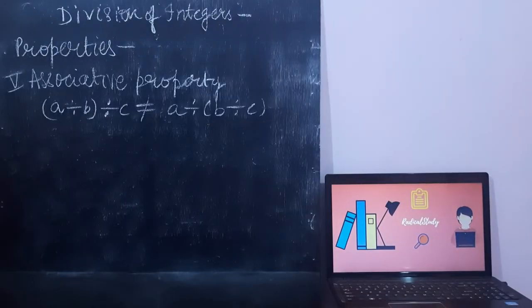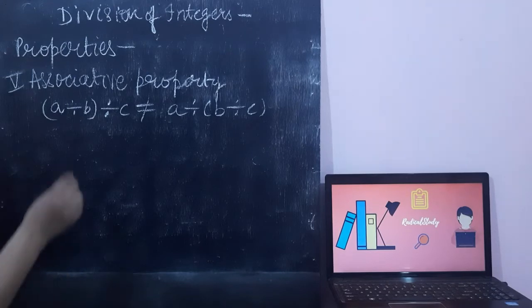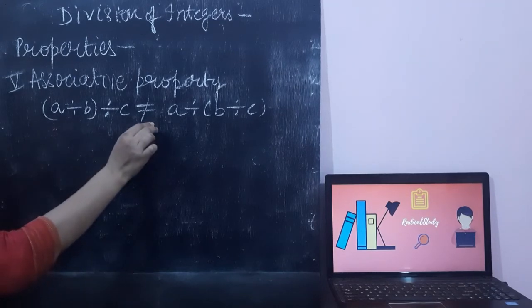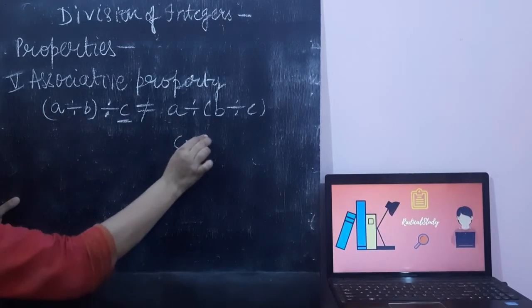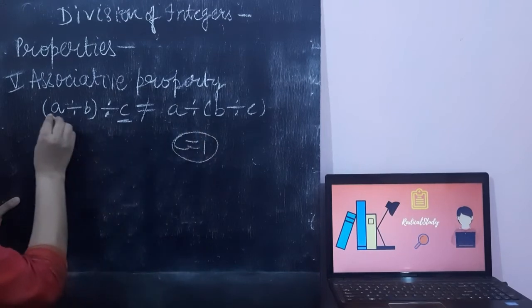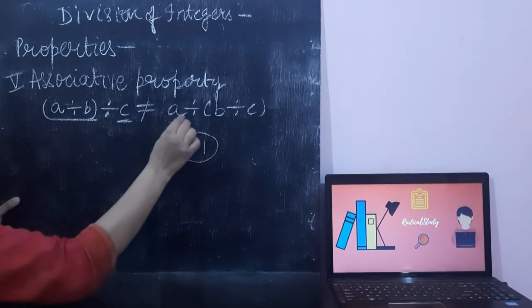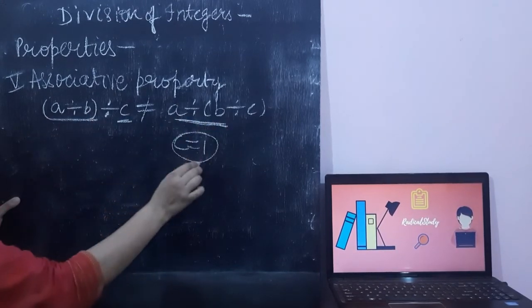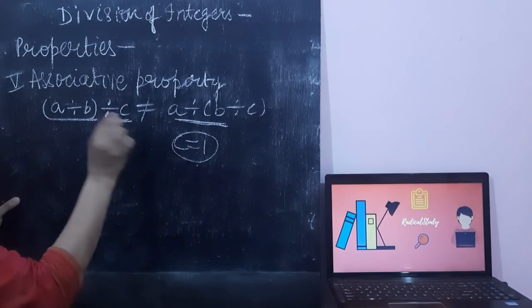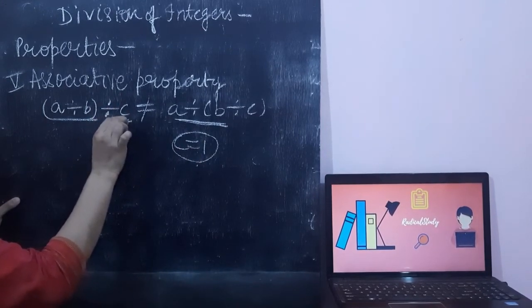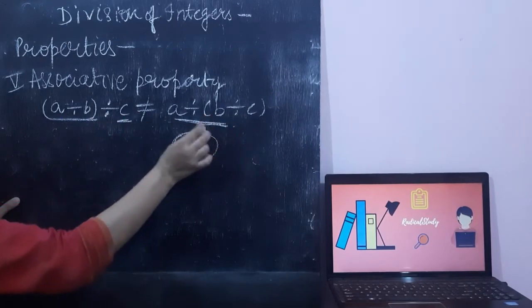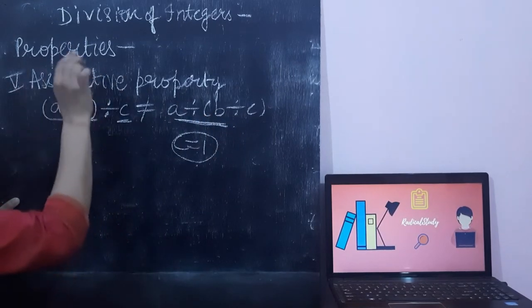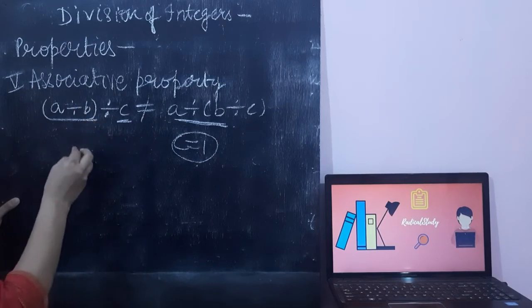So now I will explain the associative property. The associative property does not follow in integers because it will follow only in one condition, when c is equal to 1. When c is 1, then you only have a and b, and then only the associative property will follow. But if c has any value apart from 1, then the associative property does not follow in division of integers. Now let's take some examples.